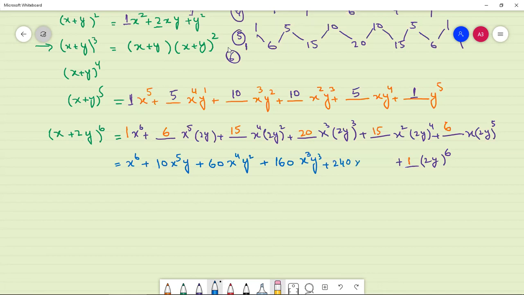So x square and y power 4, and plus some other terms of the sequence, 6, and this would become 2 power 5, 32, and multiply by 6, 6 2 times 12, 1 carry 6, 3 times 18, and this would become 192 x y power 5 plus, expand this, 2 power 6 is 64 and y power 6. So this is actually the x plus 2y whole power 6 expansion according to Pascal triangle.